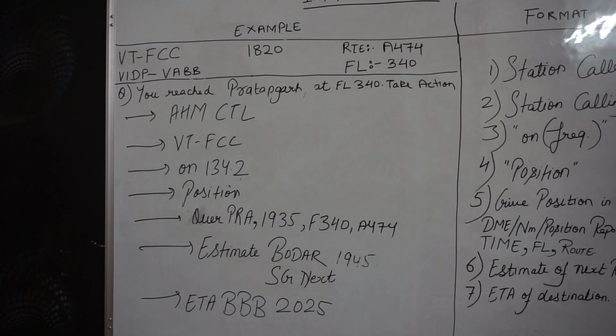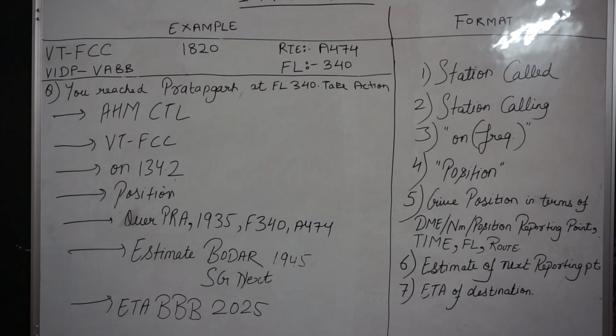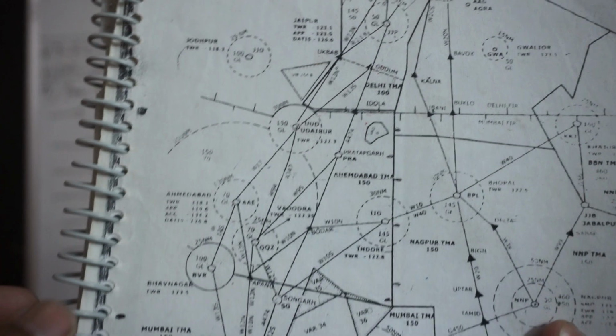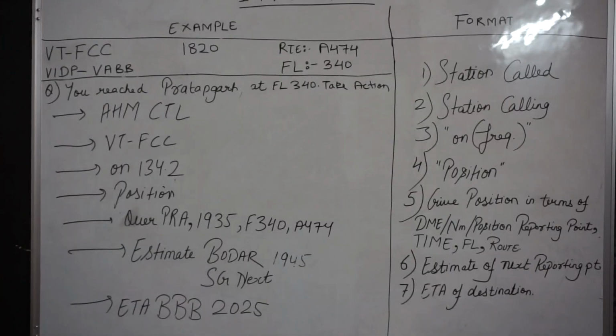So you can see in this we have contacted Ahmedabad control, and then you have to give the station calling, as you can see from the format. So this is the station calling, and then this we have given the station calling means the registration of the aircraft, which is Victor Tango Foxtrot Charlie Charlie, and the frequency is 134.2, which you can find out on the map. You can see ACC 134.2, so that's 134.2.